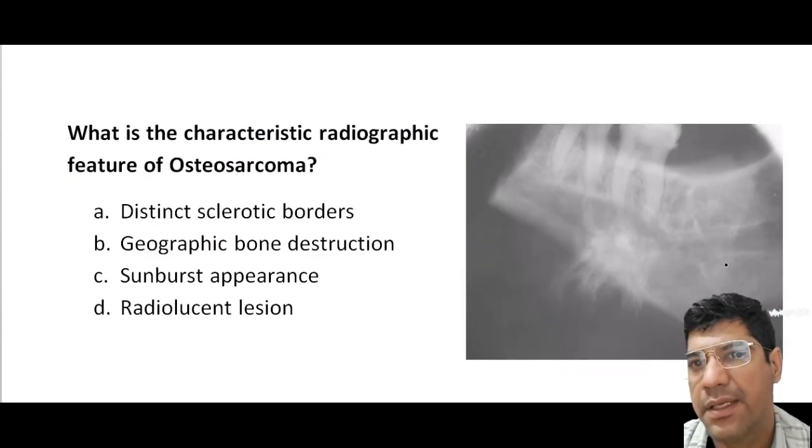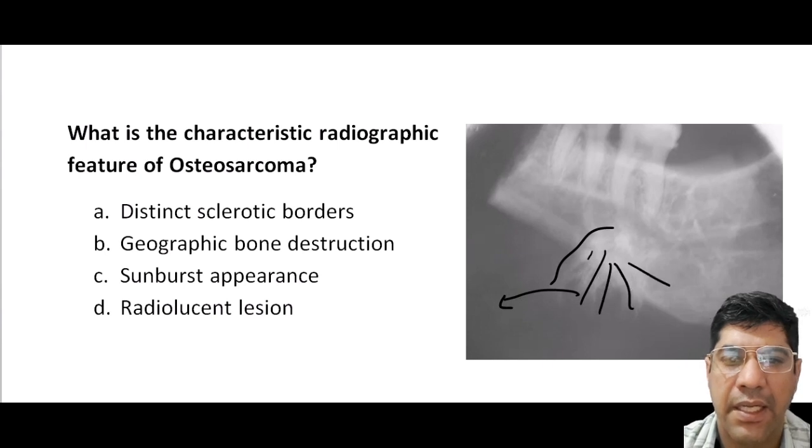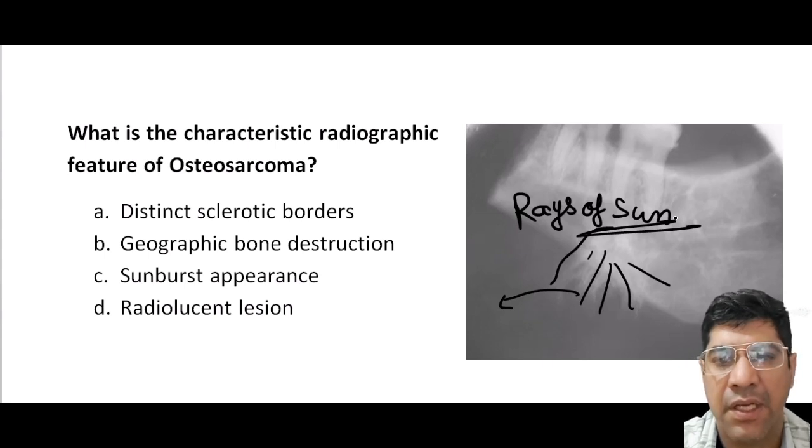Which of the following is a characteristic radiographic feature of osteosarcoma? Imagine looking at an X-ray of bone affected by osteosarcoma. Instead of smooth or normal bone structure, you would see something like rays of light radiating outwards from a central point, just like rays of the sun. So this sunburst pattern is a hallmark of osteosarcoma. This sunburst appearance is due to the aggressive and destructive nature of osteosarcoma, where the cancerous bone cells grow rapidly and disrupt the normal bone structure.